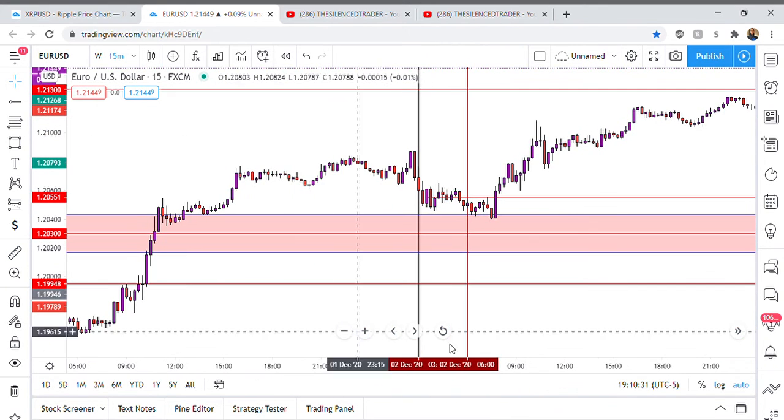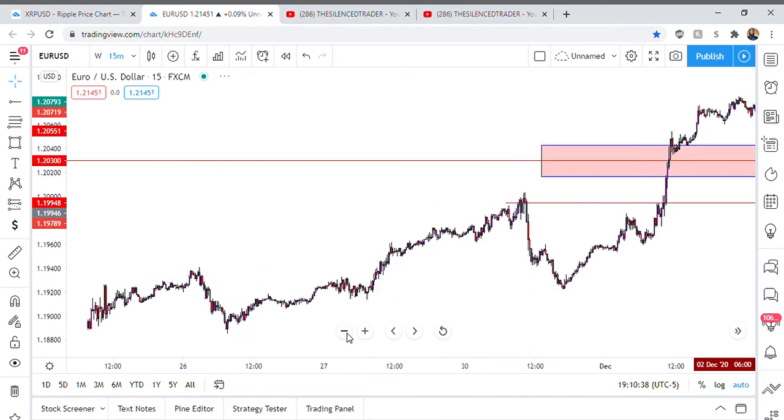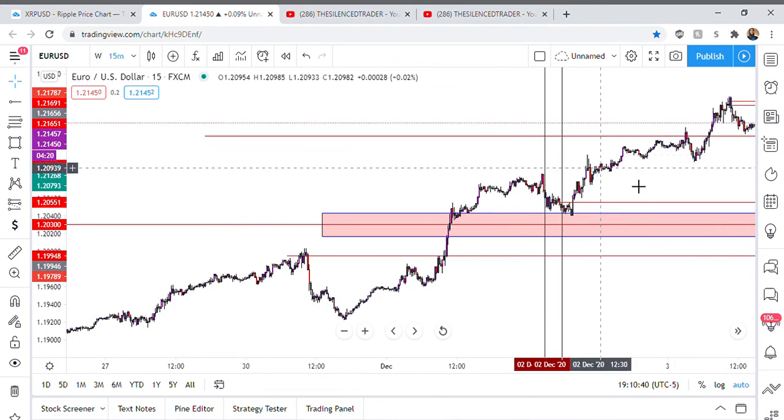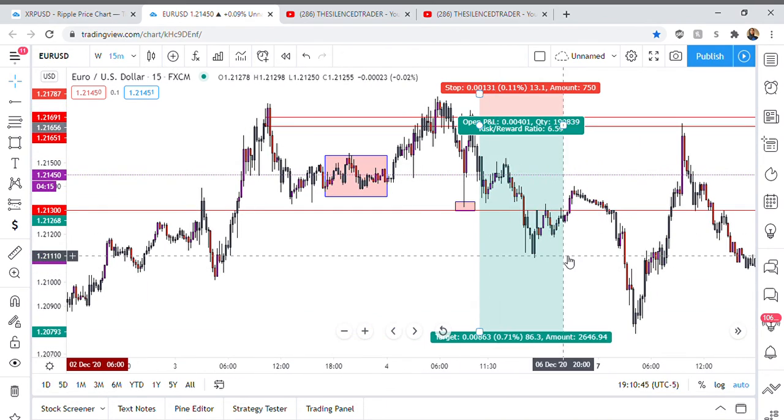Guys, smart money, man. It's all about trading with the banks. If you guys could consistently trade with the banks, it's game over for you. Your life has changed.